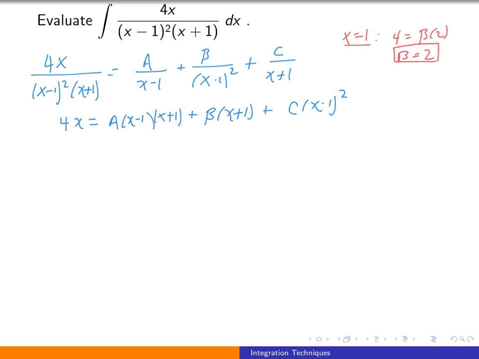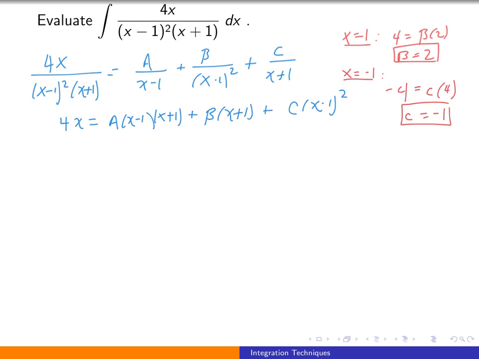Now likewise, we note that if we plug in x equals minus 1, the A term vanishes and the B term vanishes so that we can solve for C. So if we let x be equal to minus 1, on the left-hand side we have minus 4, and on the right-hand side we have C times 4, which tells us that C is equal to minus 1.